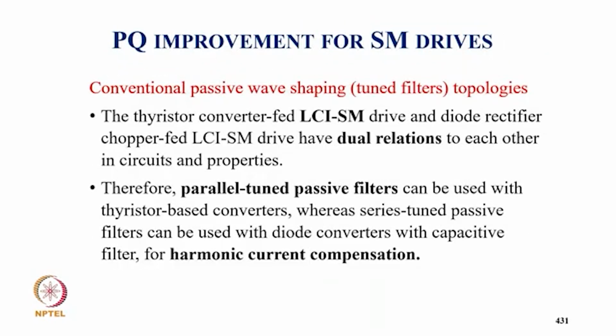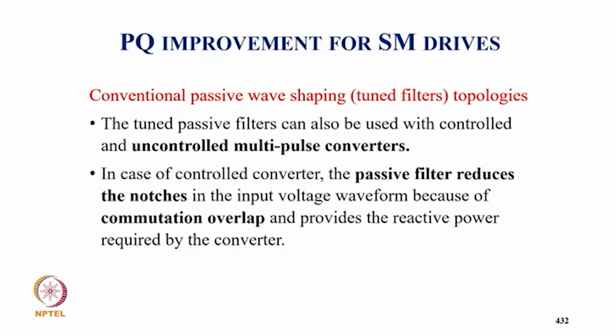So the thyristor converter fed, line commutated inverter fed synchronous motor drive and the diode rectifier chopper fed LCI drive have a dual relation to each other in circuit and property. Therefore, a parallel tuned passive filter can be used with the thyristor based converter, whereas the series tuned passive filter can be used for a diode rectifier with a capacitor filter for harmonic current compensation.